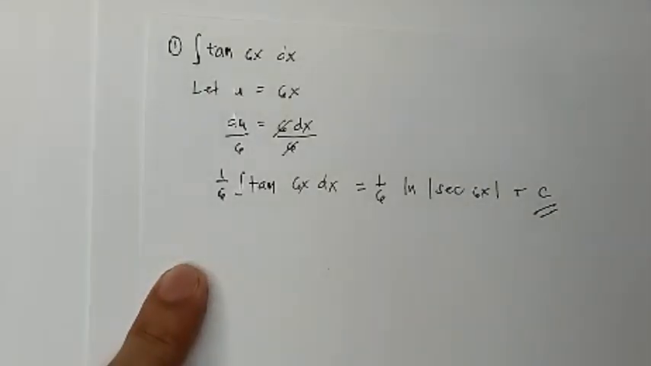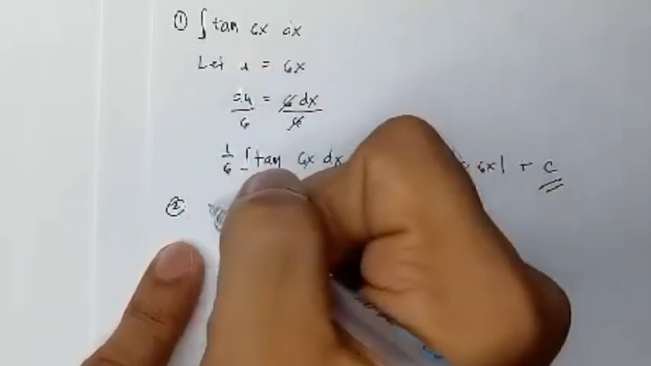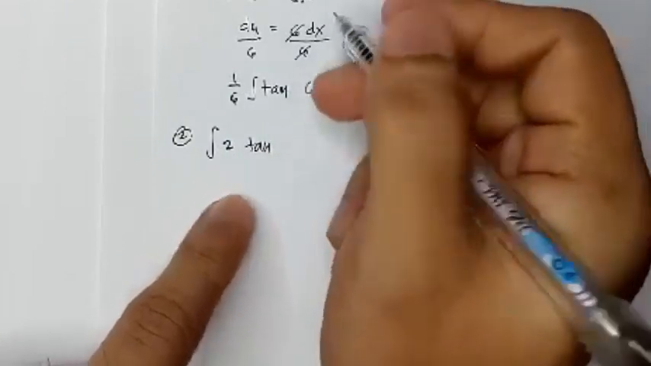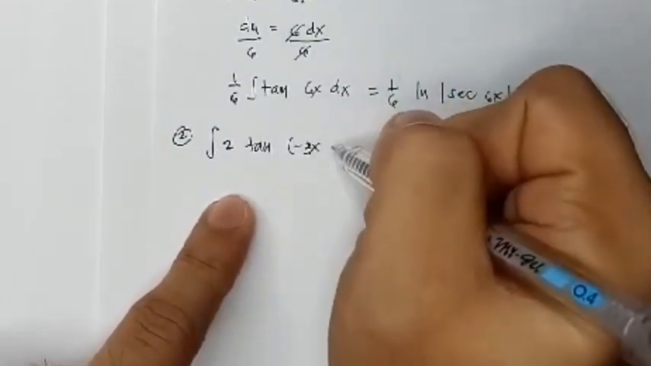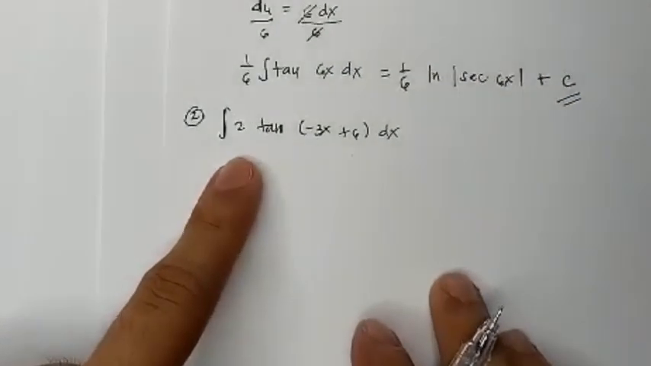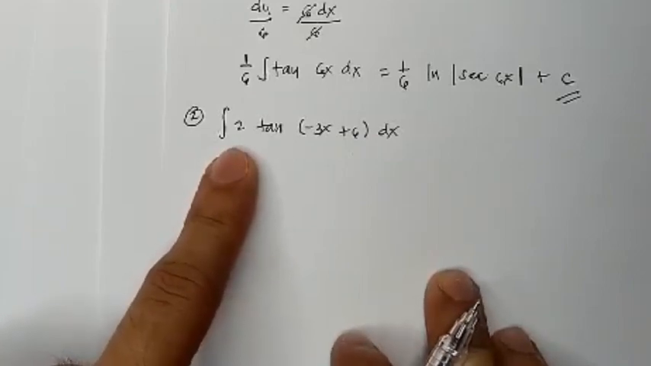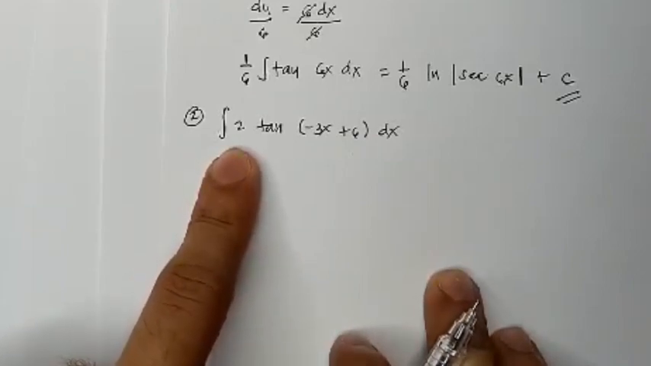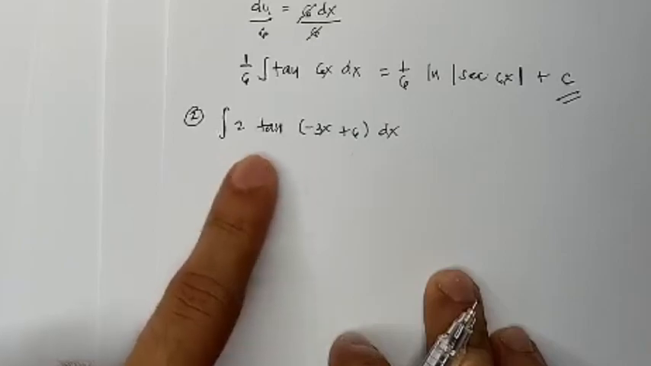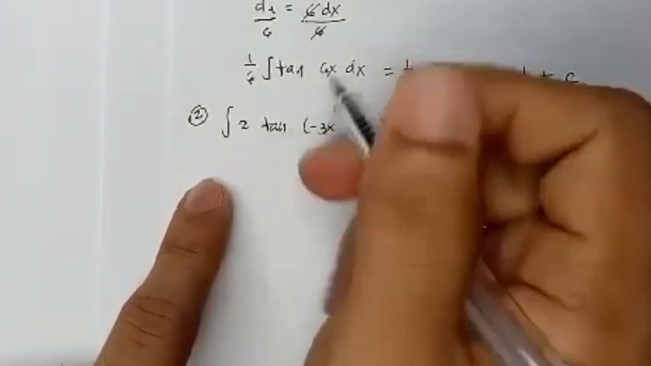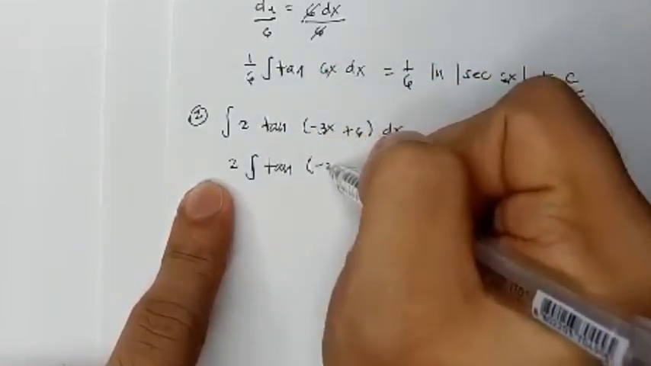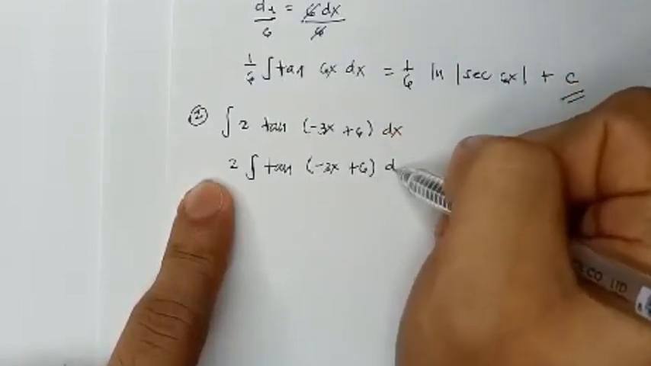What if we have another example? Indefinite integral of 2 tangent quantity negative 3x plus 6 dx. You notice this time we have a constant here, or simply a numerical coefficient. So what do we do with that constant? We simply pull it out or separate it out from our integrand. Of course, we come up now with 2 indefinite integral of tangent quantity negative 3x plus 6 dx.